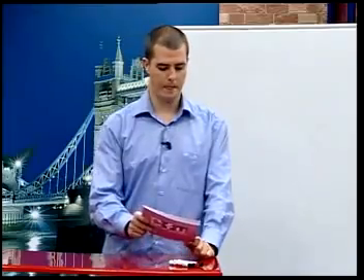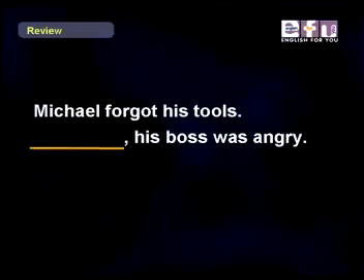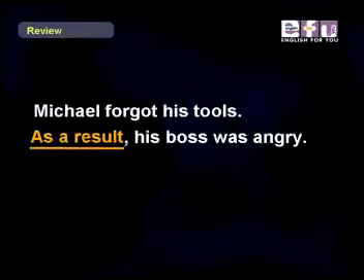Lewis, can you do this one? Michael forgot his tools. His boss was angry. Michael forgot his tools. As a result, his boss was angry. Excellent. Michael forgot his tools. As a result, his boss was angry.